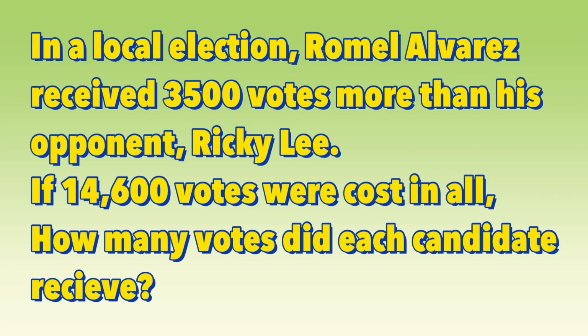Number 1 problem. In a local election, Romel Alvarez received 3,500 votes more than his opponent Ricky Lee. If 14,600 votes were cast in all, how many votes did each candidate receive? So we have to analyze the problem first. Romel Alvarez received more than his opponent. The "more than" is 3,500.